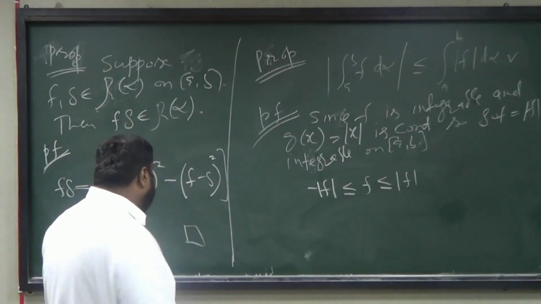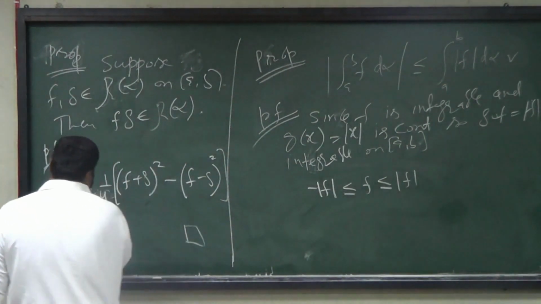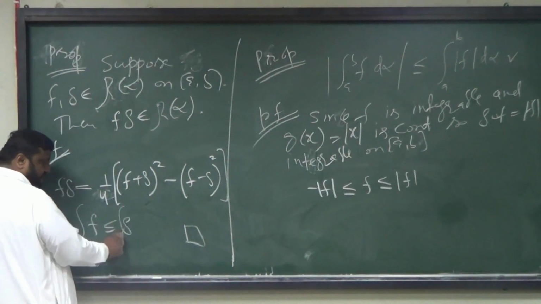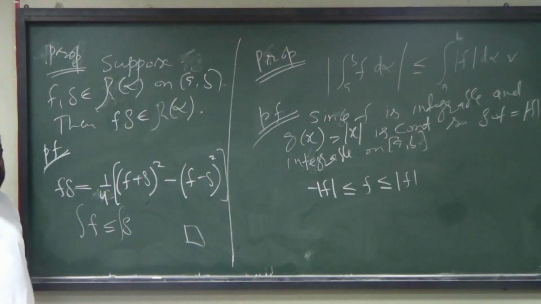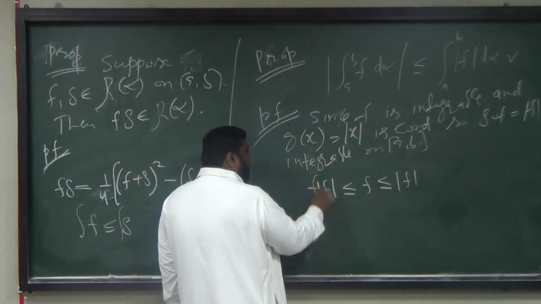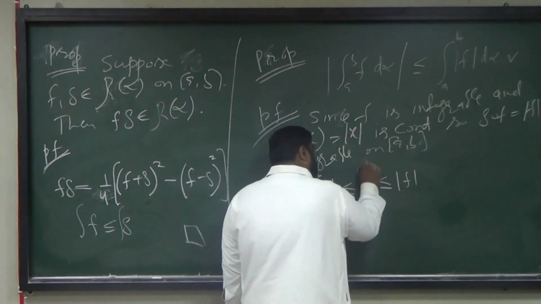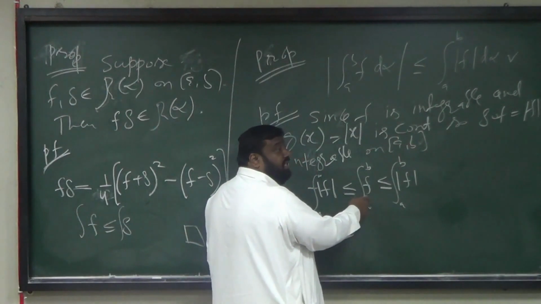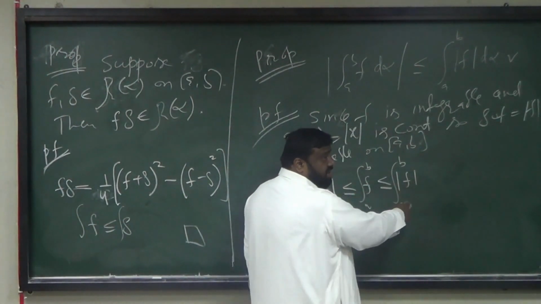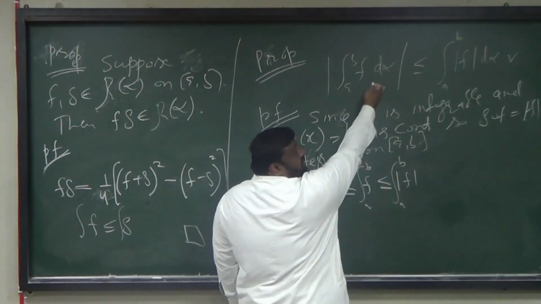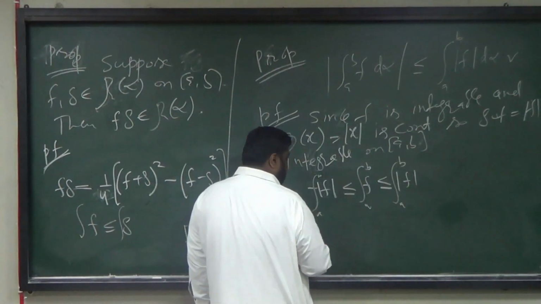We did last time a result which said that if f is less than or equal to g, then the integral of f is less than or equal to the integral of g. So in that sense, if this is true, then the integral of this from a to b is going to be less than or equal to the integral of this, and the integral of this is going to be less than or equal to the integral of this. And this is just this inequality. Yes.